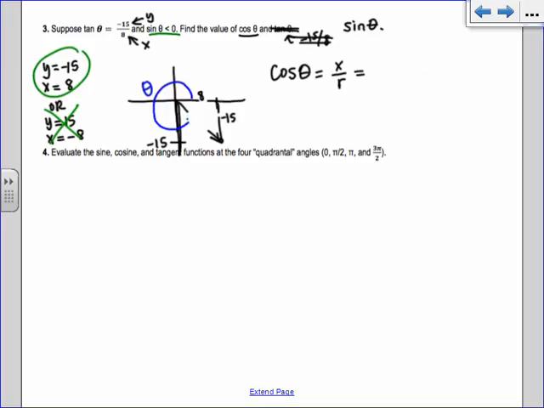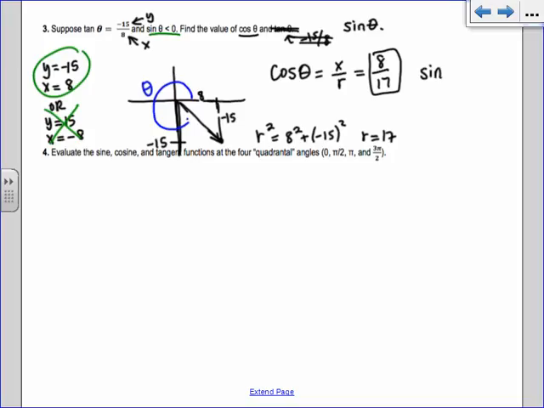We still need to find r. So we do that with the Pythagorean theorem. So r squared equals 8 squared plus -15 squared. So I already found that for you. So it is going to be 17. So it's going to be the x value, which is 8 over 17. And notice how it's positive. Well, it's positive because it's in the fourth quadrant, right? And cosine is positive in the fourth quadrant.